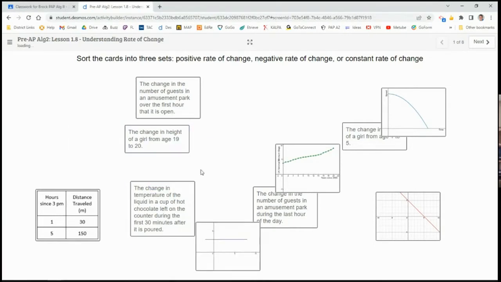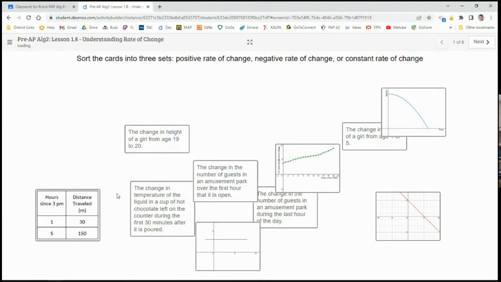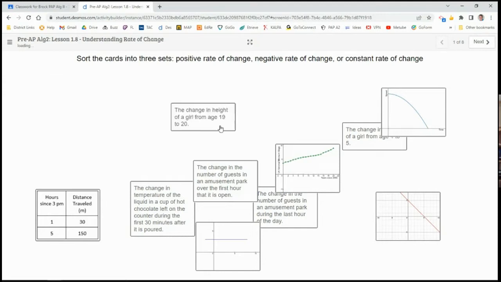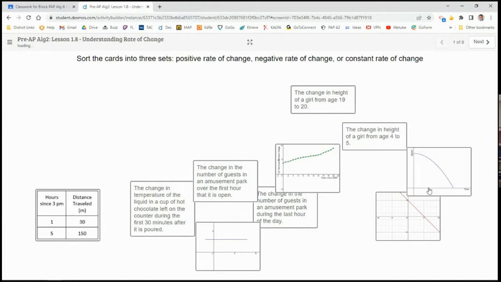Let's see, I'm going to start working on some of mine here. I'm going to put one up here. The change in height of a girl from age 19 to 20. Okay. I almost think that's a trick question because sometimes girls have stopped growing by that age and sometimes they're still positive. I'm gonna say that's probably constant. I'll bet it hadn't changed much. Now the change in height of a girl from age 4 to 5, I'm gonna put that over in my positive.